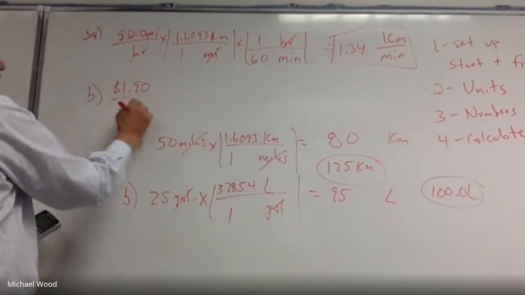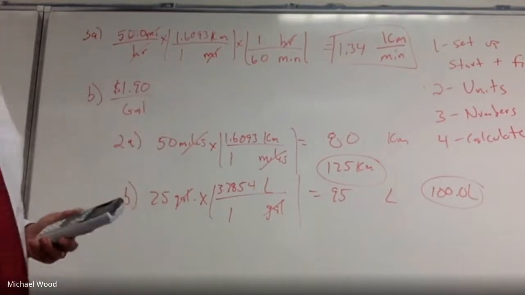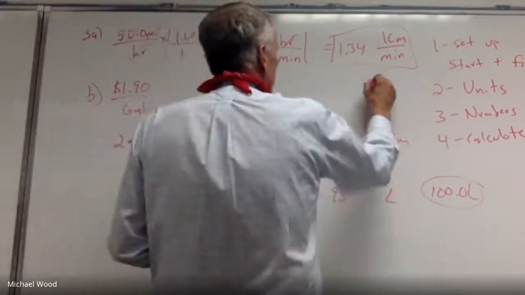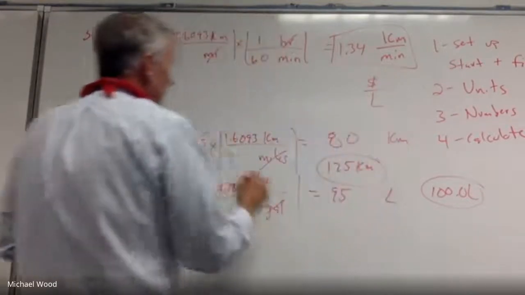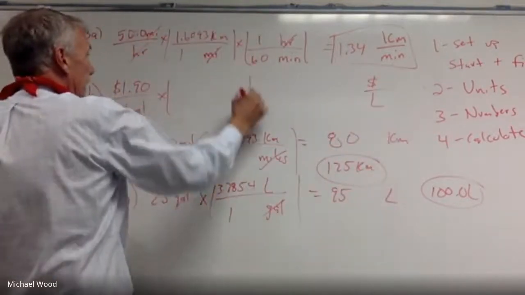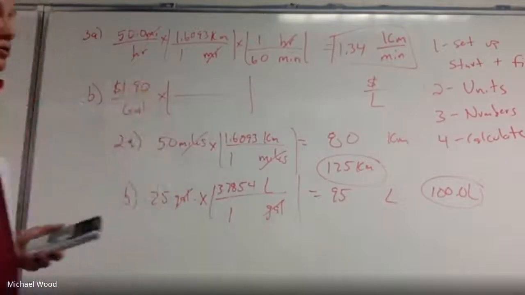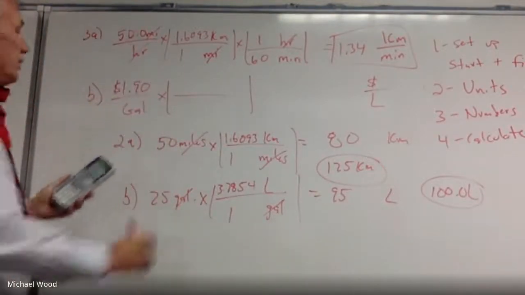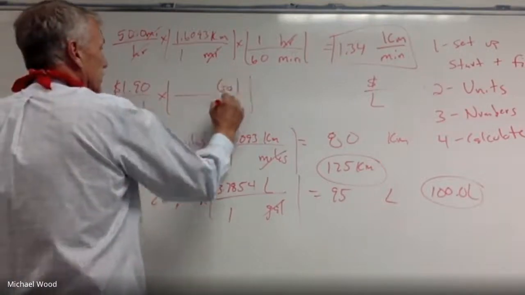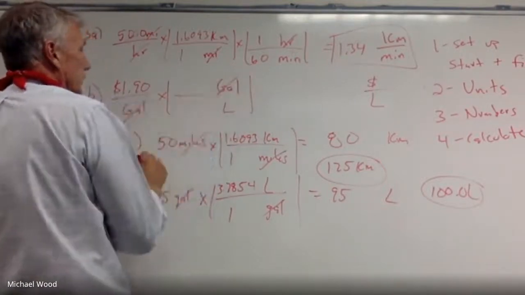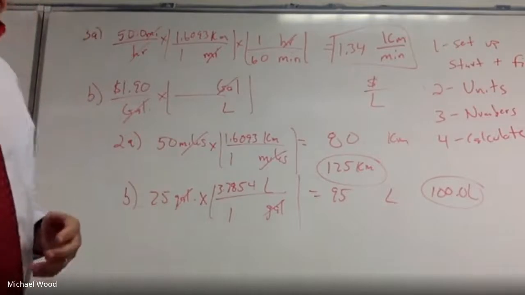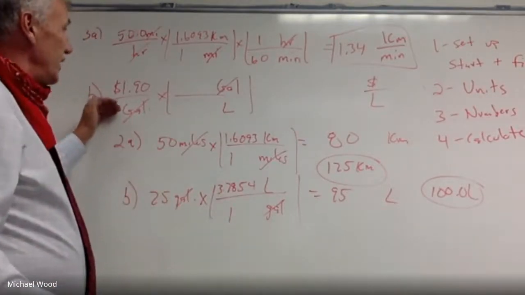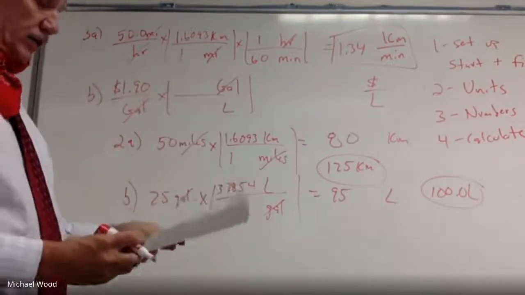$1.90 a gallon. I wish gasoline was $1.90 a gallon. And we want to get this in dollars per liter. So if you look at the units here, I don't want to change the unit in the numerator. It's dollars and dollars, but I do want to change the denominator. So I'm going to put gallons here, and I'm going to put liters here. So gallons cancel out. And if you have a unit that you want to change in the denominator, your conversion factor is going to have to go on top.